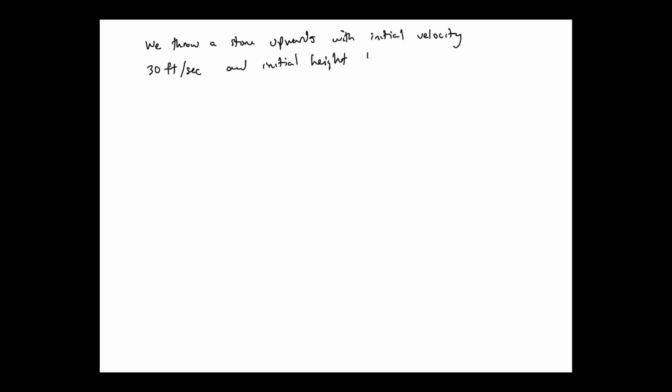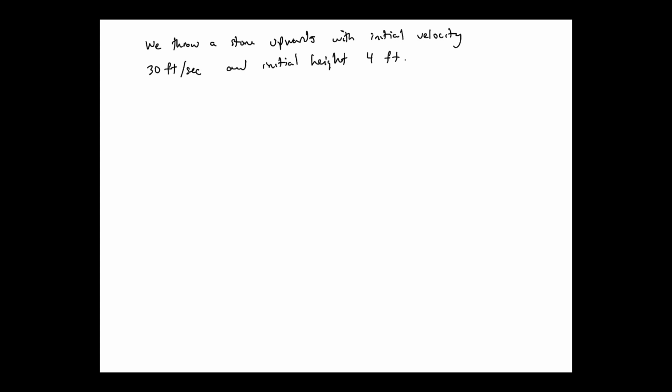So let's suppose that I throw a stone directly upward, from a height of 4 feet with an initial velocity of 30 feet per second. So we throw a stone upwards with initial velocity 30 feet per second and initial height 4 feet.